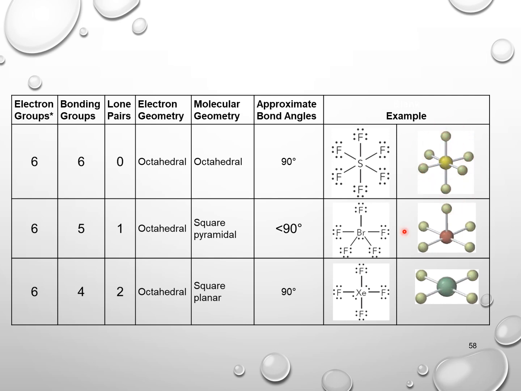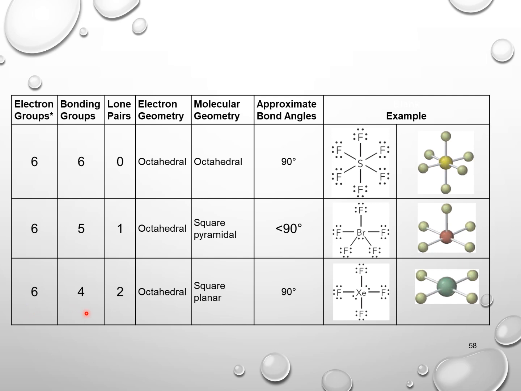Okay? Now, if you had 1 lone pair and 5 groups, you would take the lone pair, put it on one of the groups here. So you see how this is invisible? Now, it looks like a little square, but if you connect the dots, it's like a pyramid. So it's square pyramidal for the molecular geometry. Octahedral is still the name for the electron geometry. And of course, the angle is less than 90 because this lone pair is squishing these guys closer together.